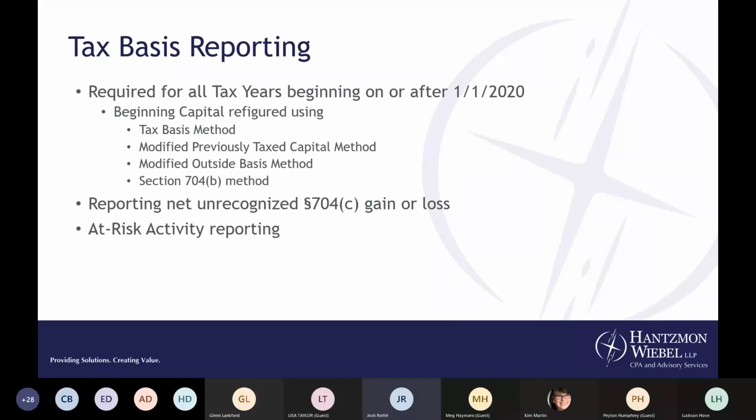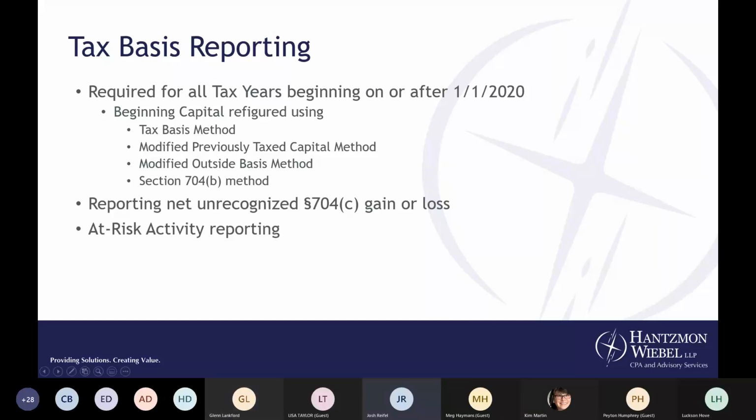And basically what this is, and it was alluded to this morning, is that in the past, partnership capital or basis has been able to be reported in a few different manners, whether it's tax basis, 704B, or you could have book basis. And there was a catch-all other, and you just had to explain it. So now, starting for partnerships beginning on 1/1/2020 or after, the tax basis must be reported on Schedule K1. So what that means is the beginning capital for partnerships that have not used the tax basis previously is going to have to be refigured.